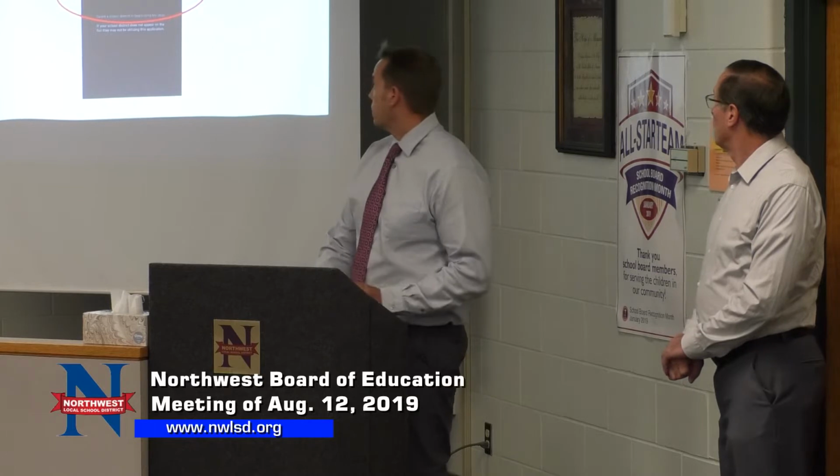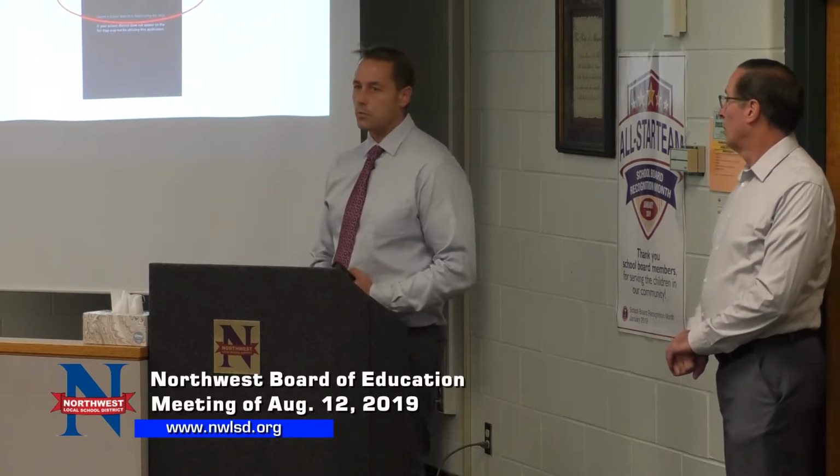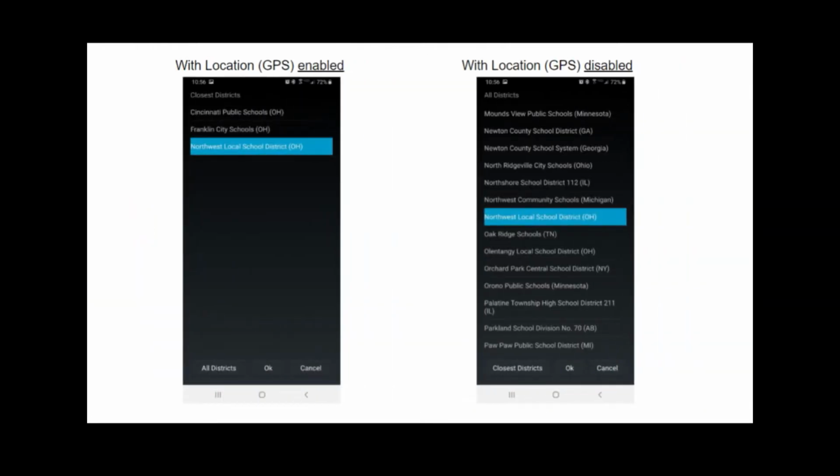So when you first download this program and you begin using it, the first thing that's going to come up is going to ask you to choose your school district. Many school districts in the United States use this, so the list can get pretty lengthy. The next thing, depending on if you have your location or GPS enabled on your device, if you do, it's probably going to give you the top 3 schools in your area, and for us, obviously Northwest Local. If you have it turned off, you're going to have to search through a list of probably 500 school districts.